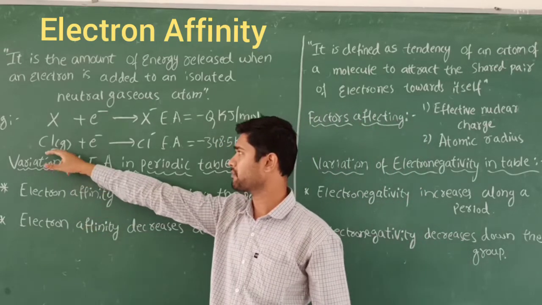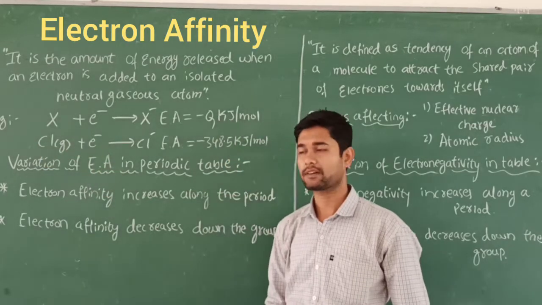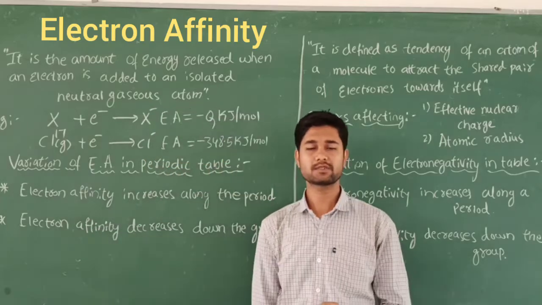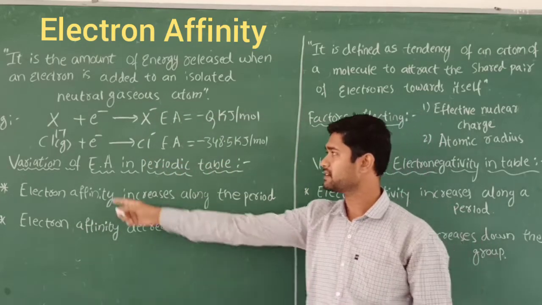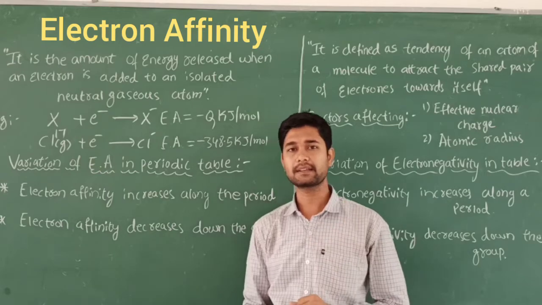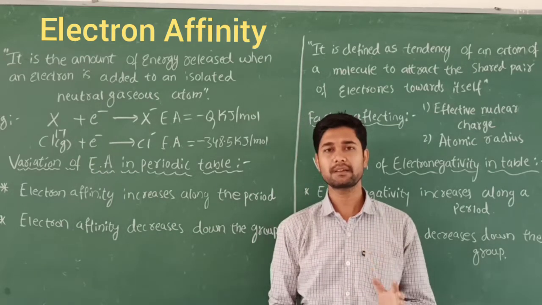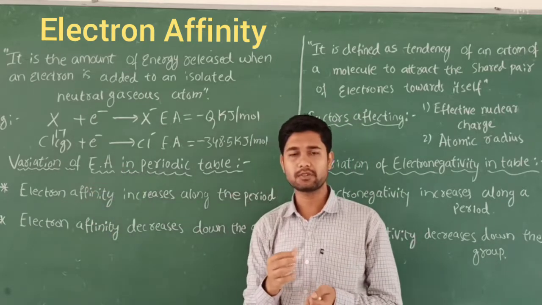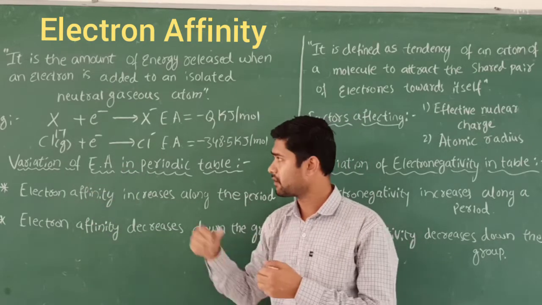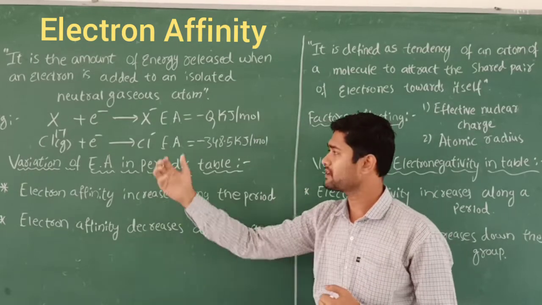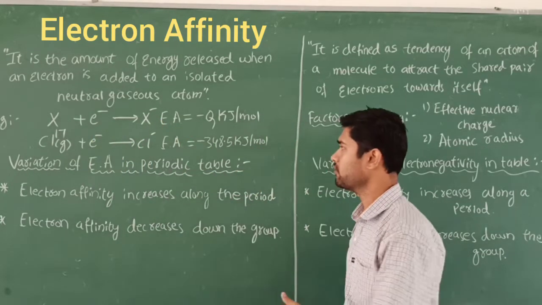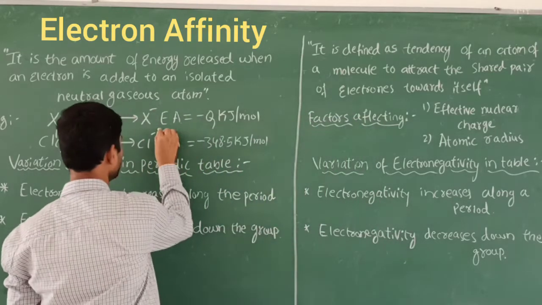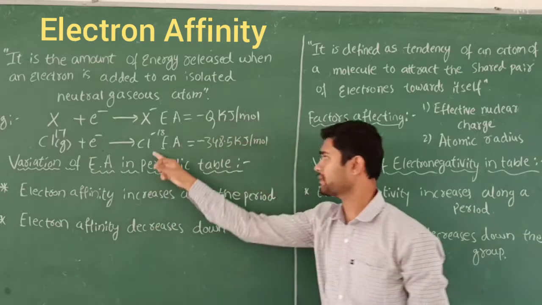Now I am going to take an example: chlorine. Chlorine, you know, has atomic number 17, and its nearest noble gas is argon, right? Argon is the nearest because its atomic number is 18, which means completely filled orbitals. That's why, to get stability, one electron is necessary for this chlorine atom. After adding one electron, it becomes Cl minus. Now the electrons will be 18, right?